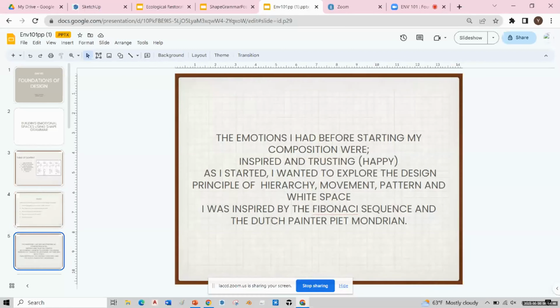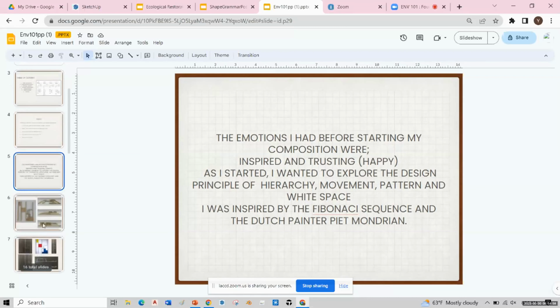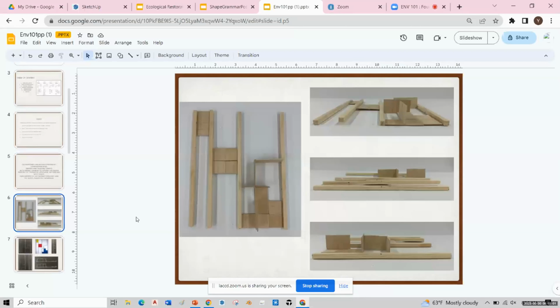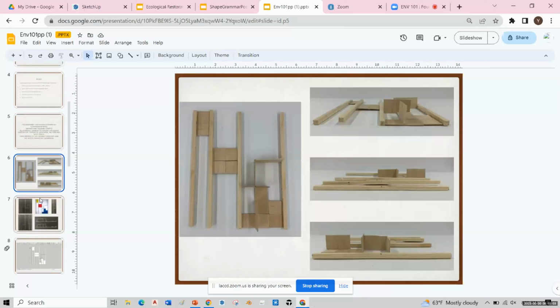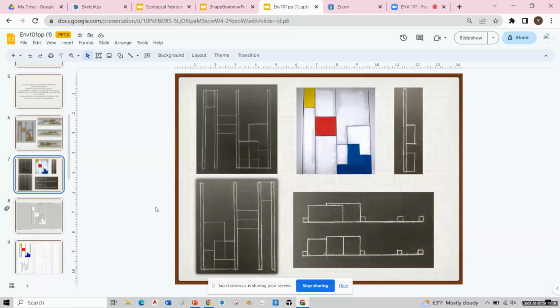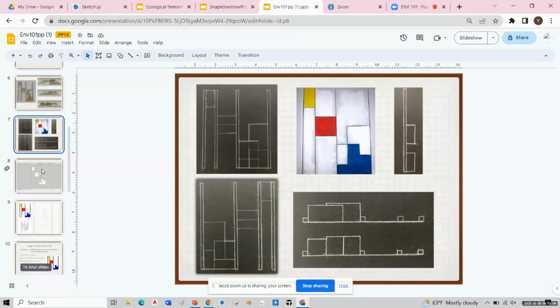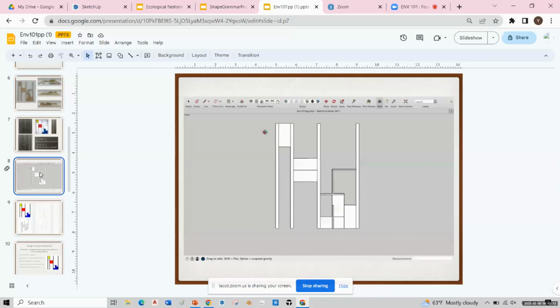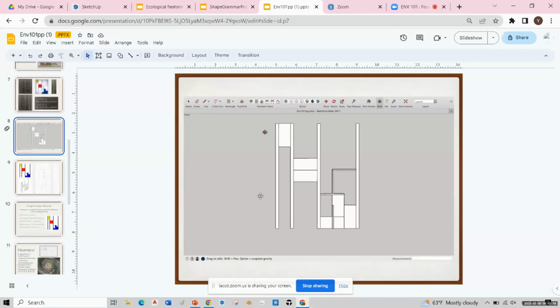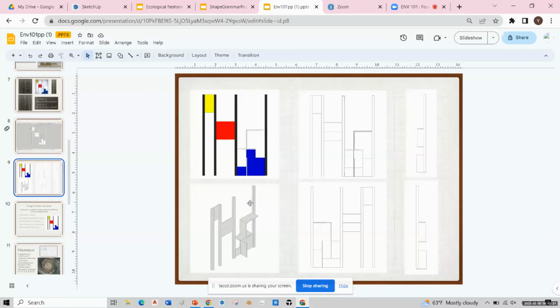To explore hierarchy, movement, pattern, and white space. I was also inspired by the Fibonacci sequence and a Dutch painter, Piet Mondrian. These are photos of my analog model, and these are drawings of the model. We also had to create the model in SketchUp, and these are the digital drawings of that model.